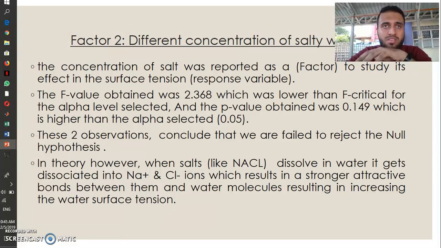However, in theory, surface tension is a surface property, and this property is due to the hydrogen bond, which is actually weak. But when we dissolve some salt in the water, it forms higher-energy bonding, which is Na+ and Cl- ions. This should result in a much higher surface tension. However, I think the error was that we didn't dissolve enough salt in the water, so we couldn't really observe this effect on the surface tension.